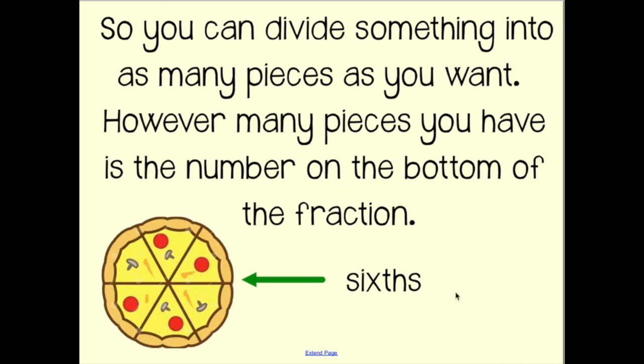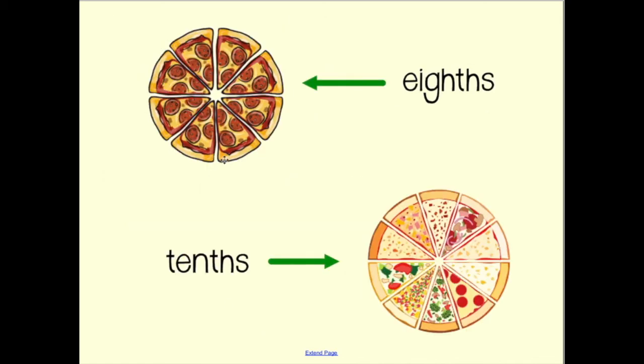So you can divide something into as many pieces as you want. However many pieces you have is the number on the bottom of the fraction. Like, look at this pizza. This one's cut into 6ths. But look at this one. This one is cut into 8ths because there's 8 pieces.